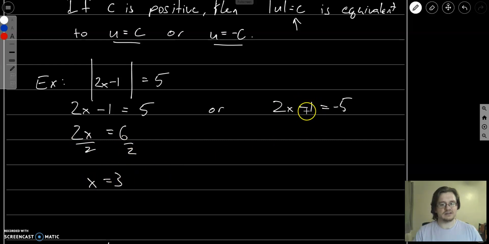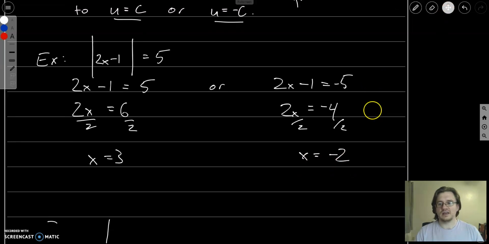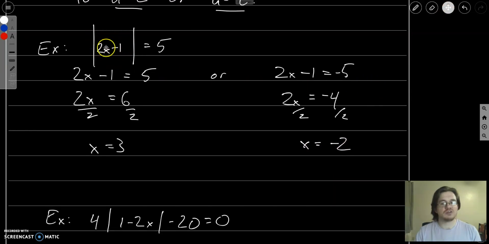And then on this side, if I add 1 to both sides, again to cancel out that plus 1, the 2x will stick around, and negative 5 plus 1 will be negative 4. Again, I'll divide both sides by 2 to get x equal to negative 2. Here, I'm just going to plug these back in to make sure everything works.